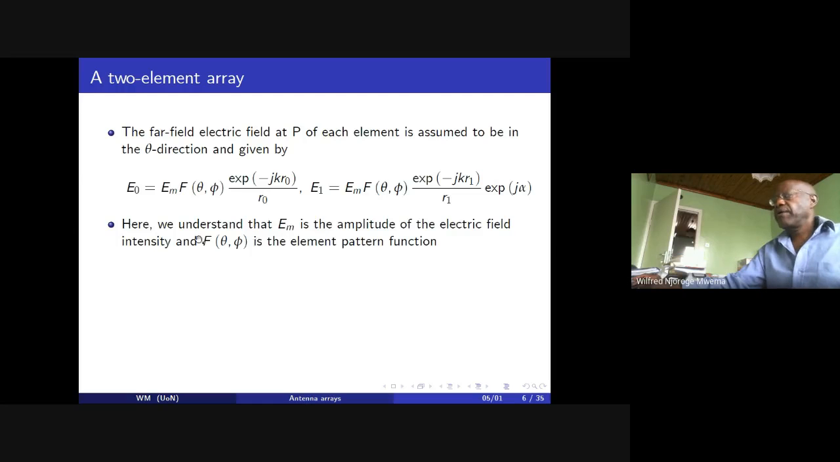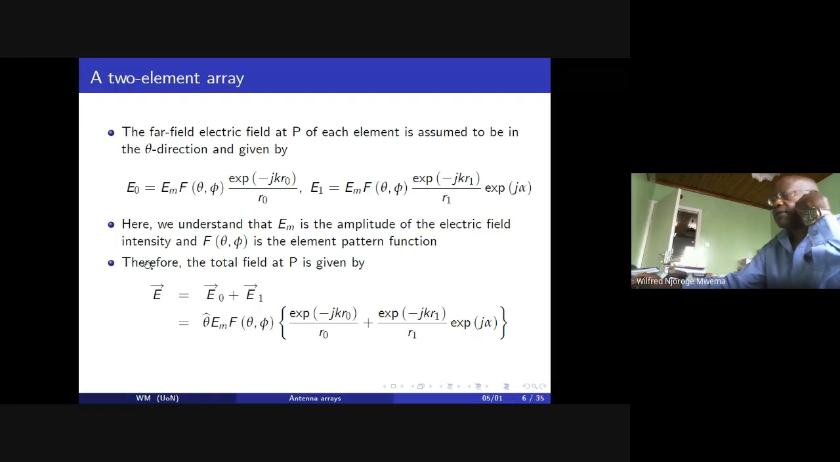And here we understand that EM is the amplitude of the electric field intensity, and f theta phi is the element pattern function, the element pattern for the particular antenna. Say, for example, if we are dealing with the Hertzian dipole, then we have f theta phi equal to sine theta.